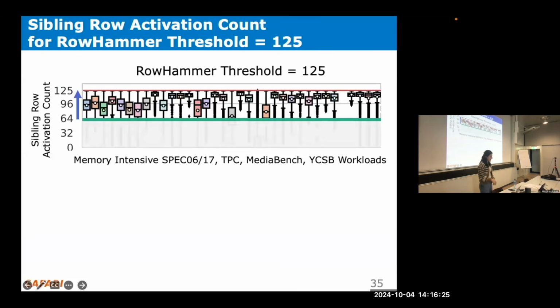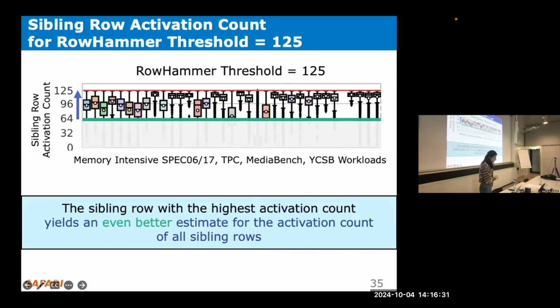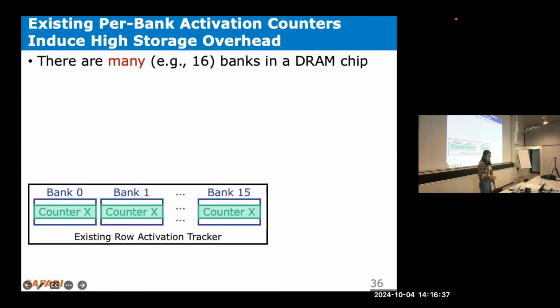And we repeat this analysis for a smaller RowHammer threshold, 125 activations. And we find the key observation to be more prominent at the smaller RowHammer threshold. Let me quickly introduce an important problem that we did not talk about existing per bank activation counter-based mitigation techniques.